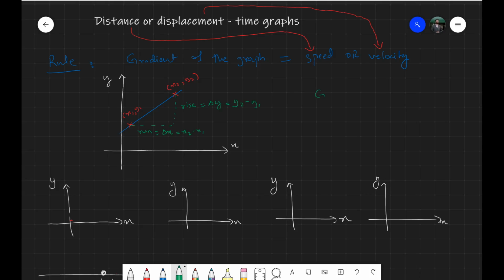And your gradient is found by rise over run. Now the rise is change in the quantity y, the run is change in the quantity x, so it's found by y2 minus y1 over x2 minus x1, and that is how you find the gradient of the graph.